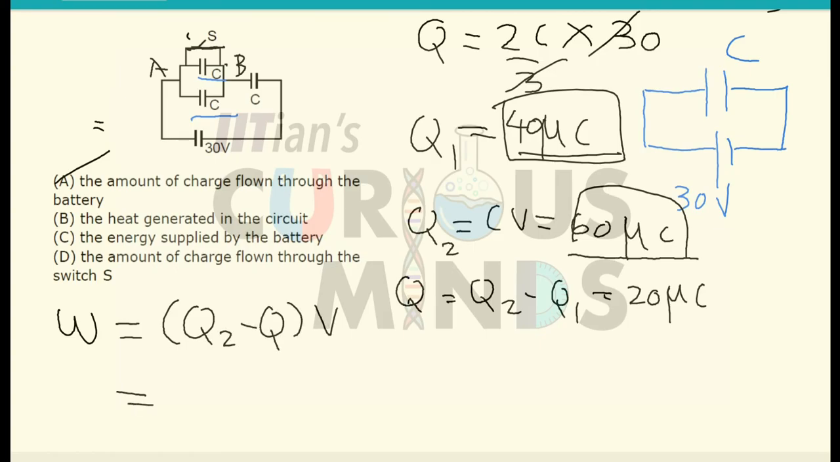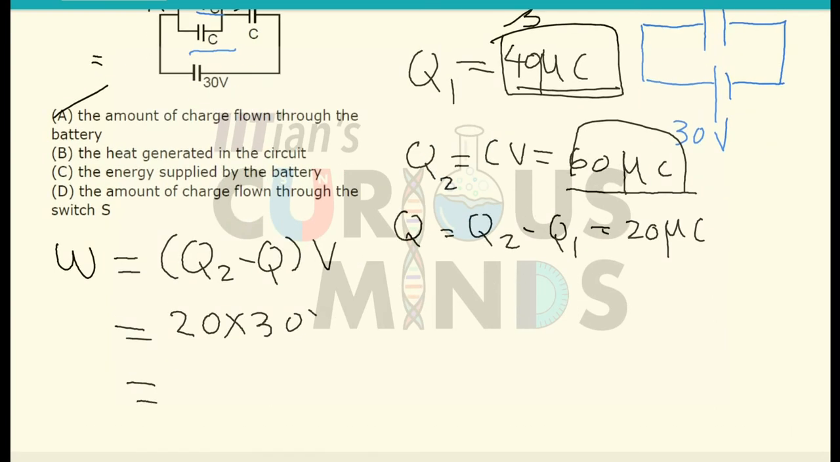So this is equal to 60 minus 40, which is equal to 20, into the voltage over here, which is 30. So it will be equal to 600 microjoules. This will be the work done, or the energy supplied by the battery, that is equal to 600 microjoules. Okay, so I have found out the C part.